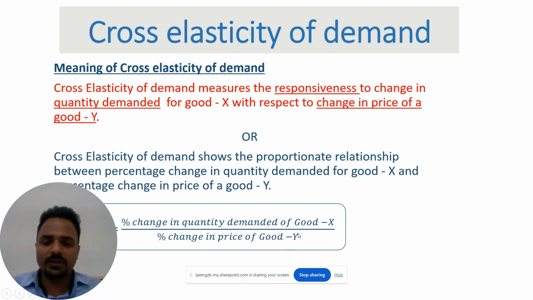So the formula is percentage change in quantity demanded for good X divided by percentage change in price of good Y. So the difference between normal price elasticity and cross elasticity is goods. In price elasticity, we take the price and demand for the same goods. Price of X good and demand for X good. But in case of cross elasticity, we take the price of Y and the effect of that change in price on another goods, that is good X. So there are two goods involved, good X and good Y. So that's why it is called cross elasticity.